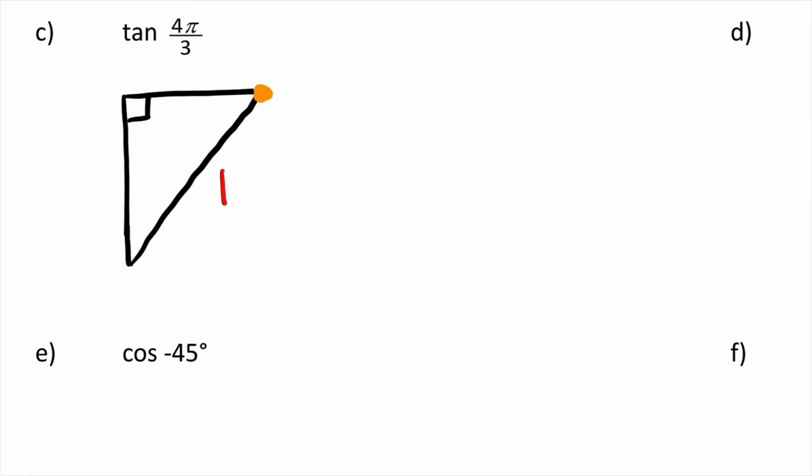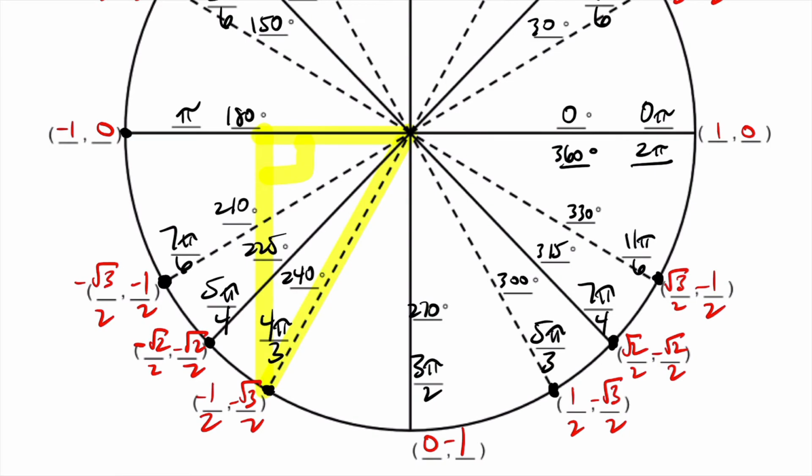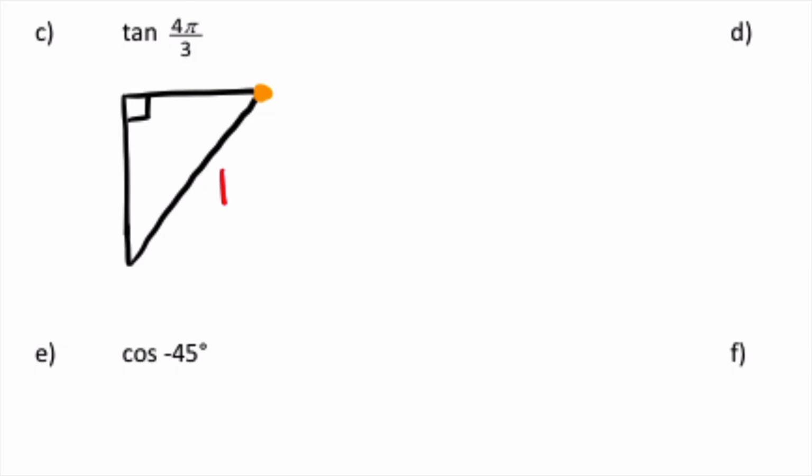I know the hypotenuse is 1. The hypotenuse is always 1. So let me go back and figure out what the degrees are. Okay. What is the reference angle going to be for 240? Remember, the reference angle in this case is this right here. It goes from 240 to 180. So 240 minus 180 is 60. So this angle right here is going to be 60. That means this angle right here is going to be 30.